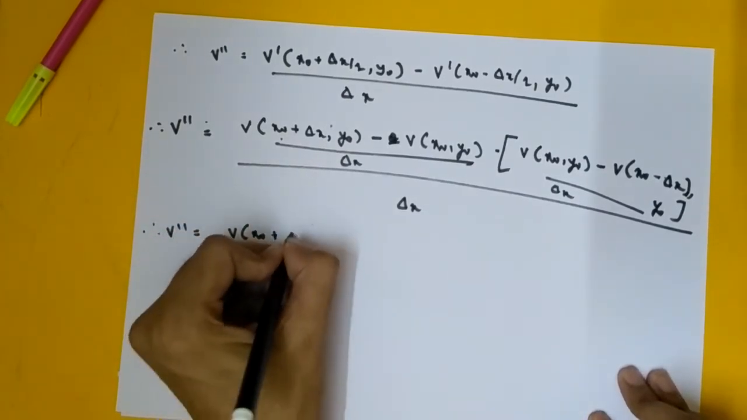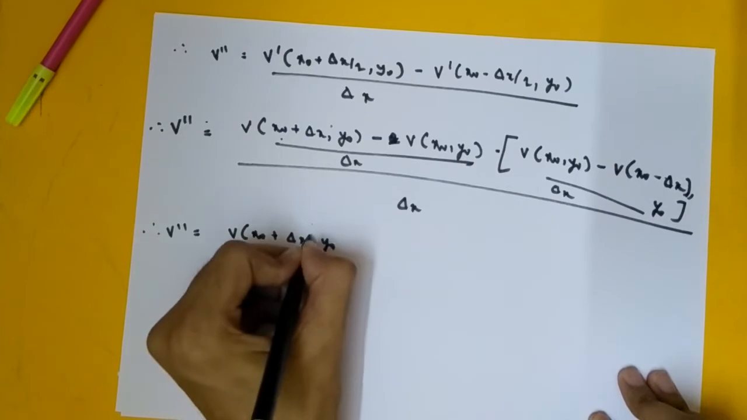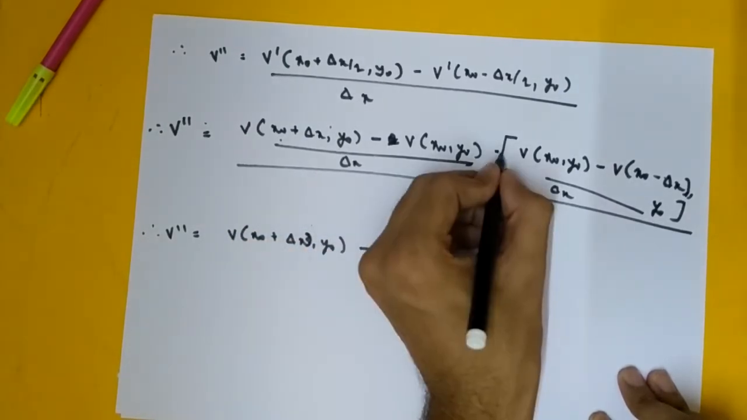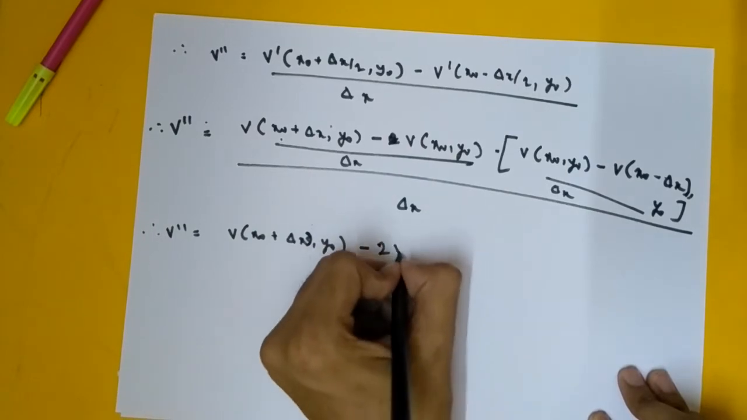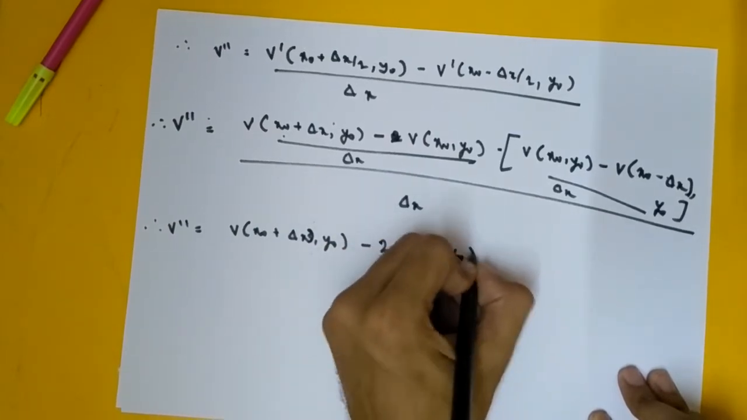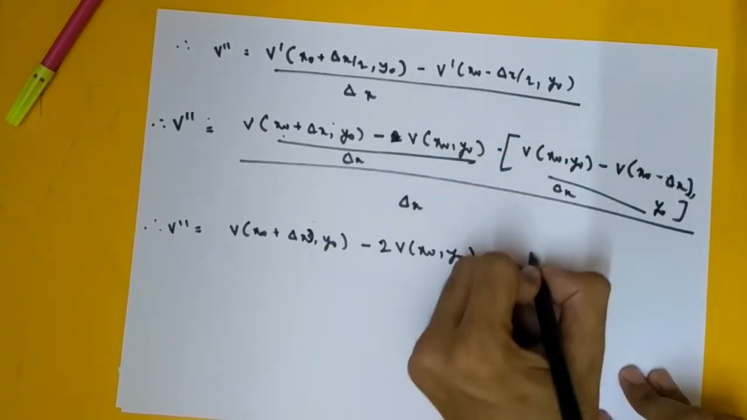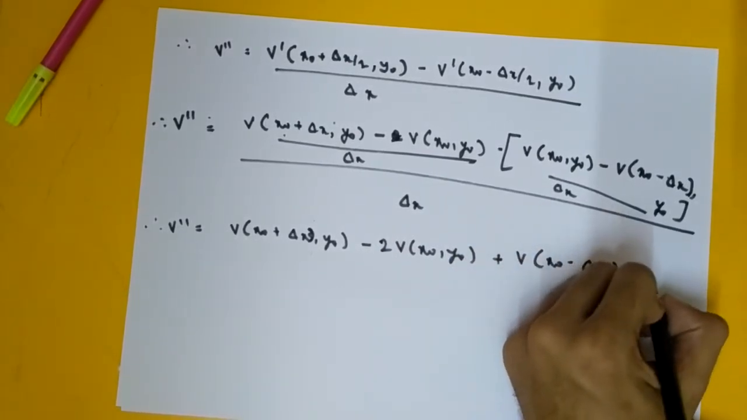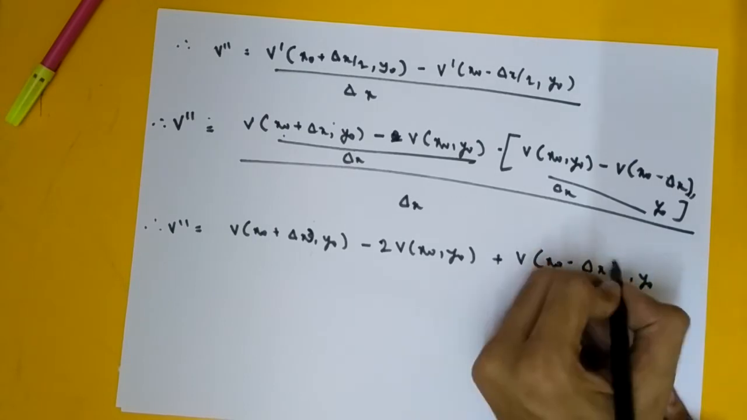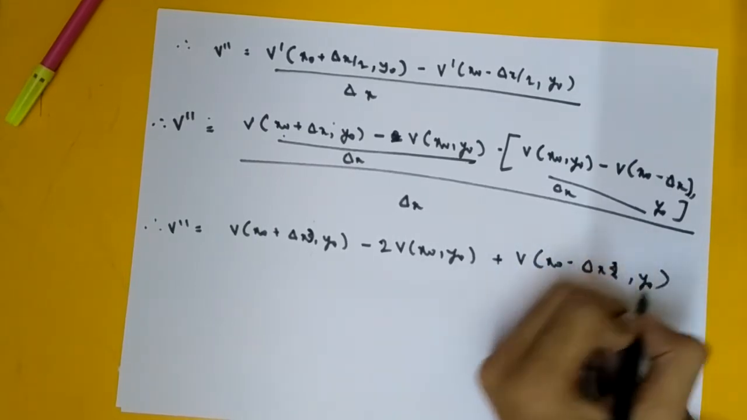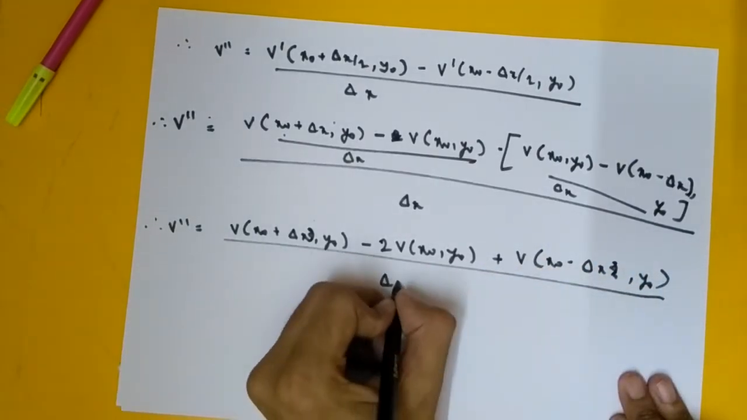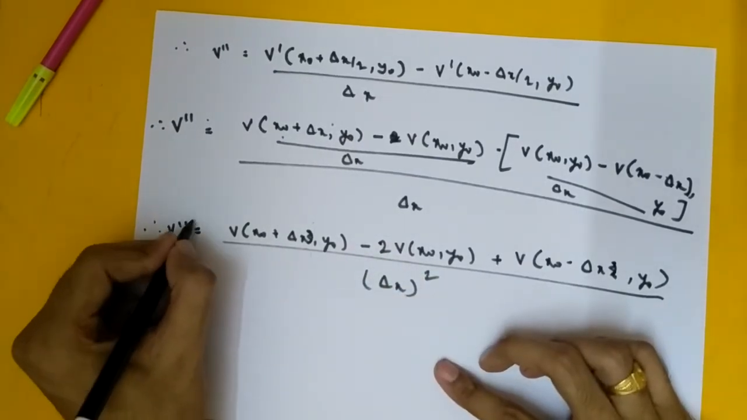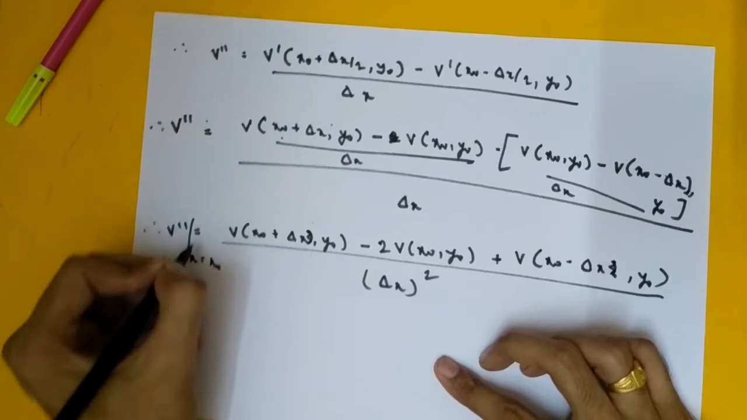V of x naught plus delta x comma y naught minus 2 v of x naught comma y naught plus v of x naught minus delta x comma y naught, upon delta x the whole square, right? So this is what with respect to x equal to x naught, right?